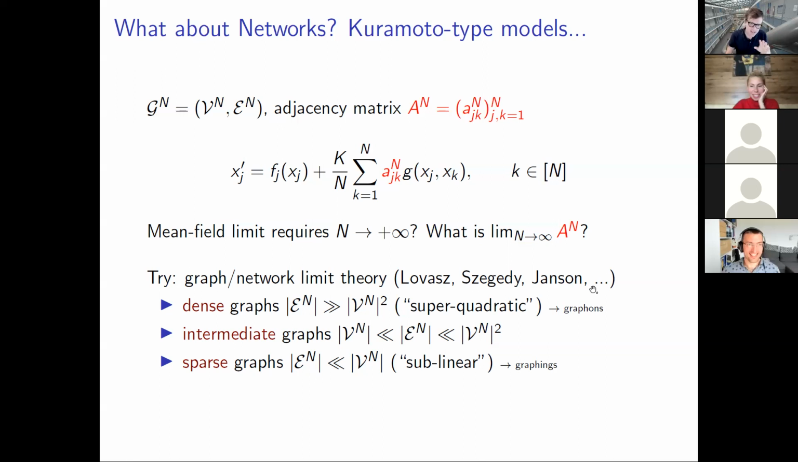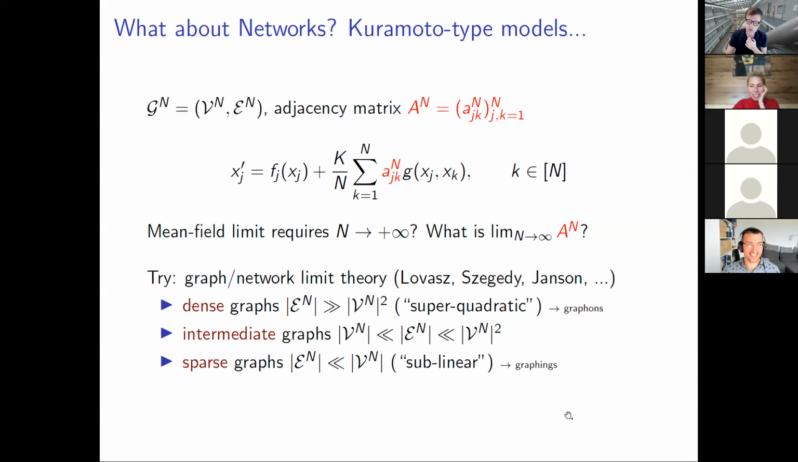The ideas in graph limit theory are for very dense graphs, where you have superquadratic growth of the edges in comparison to the vertices. These are relatively dense, and people have understood that in these cases, quite often you can use graphons. There are also intermediate graphs where you're in between linear and quadratic growth when you compare the number of vertices and the number of edges. And there are also sparse graphs, which are sublinear, where you have very slow growth of the number of edges in comparison to the number of vertices as n gets larger.